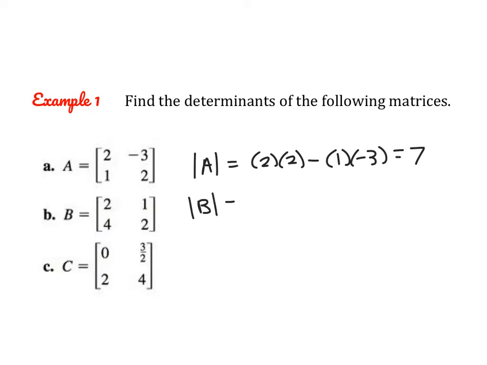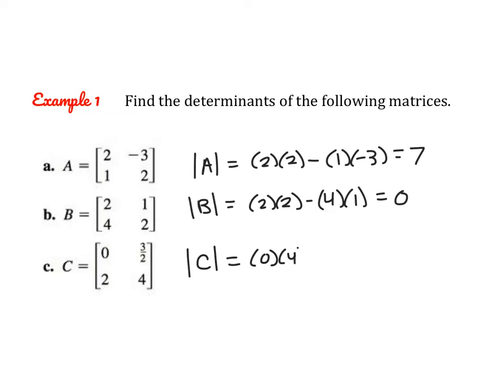So the determinant of matrix B, 2 times 2 minus 4 times 1, which is 0. So if you remember from yesterday, if your determinant is 0, that means that your matrix does not have an inverse. But that's just a little bit of bonus knowledge for you. Okay. Let's find the determinant of matrix C. So we do 0 times 4 minus 2 times 3 over 2. So it's essentially just negative 3.